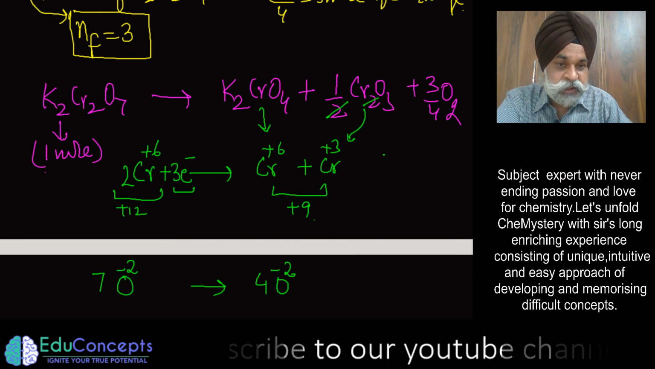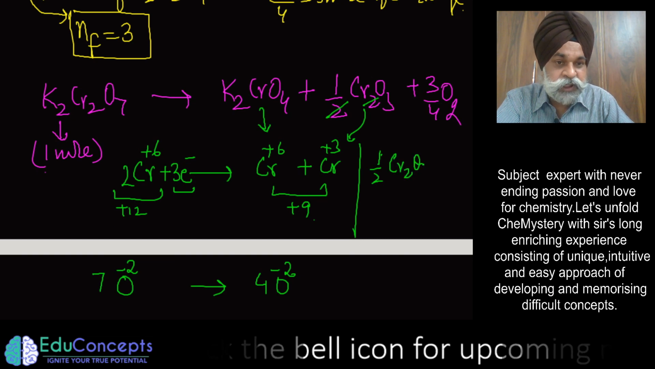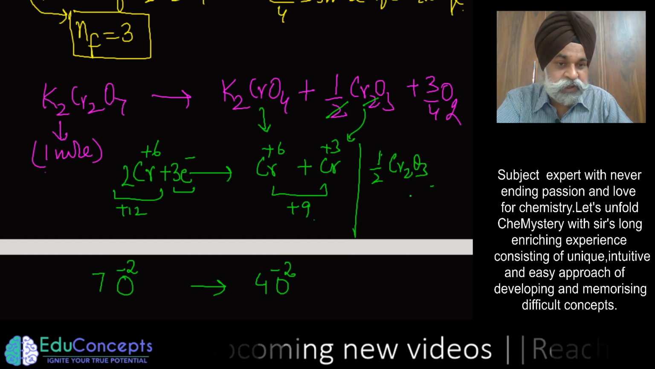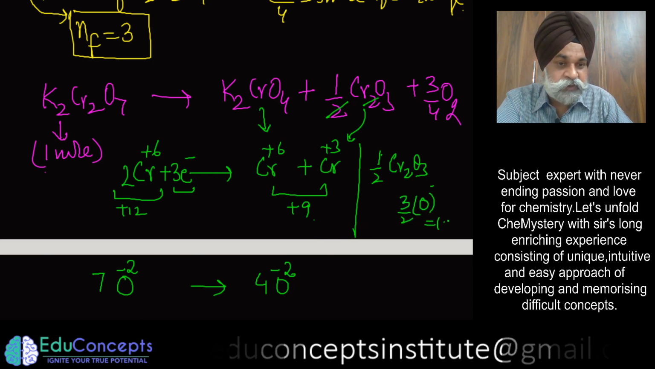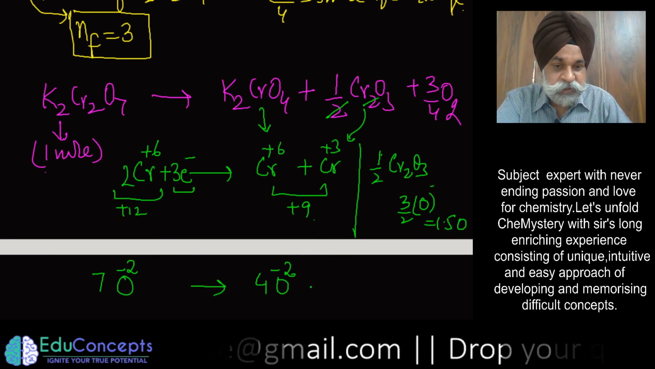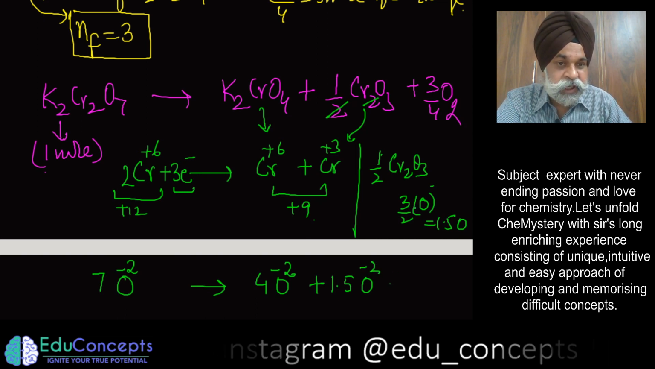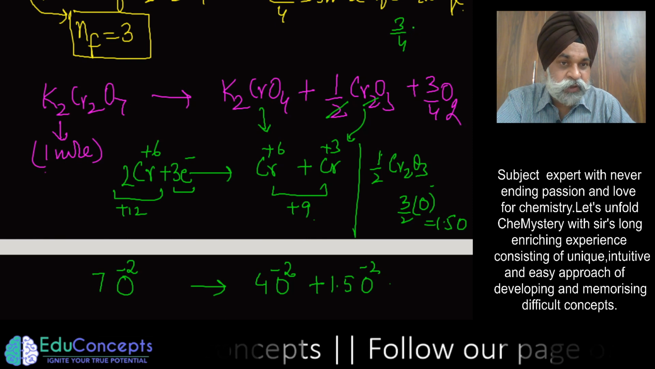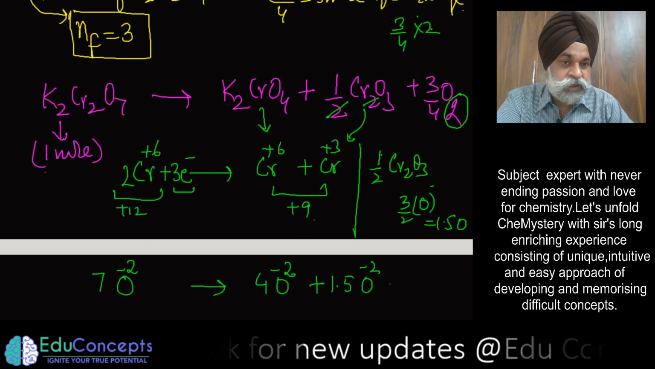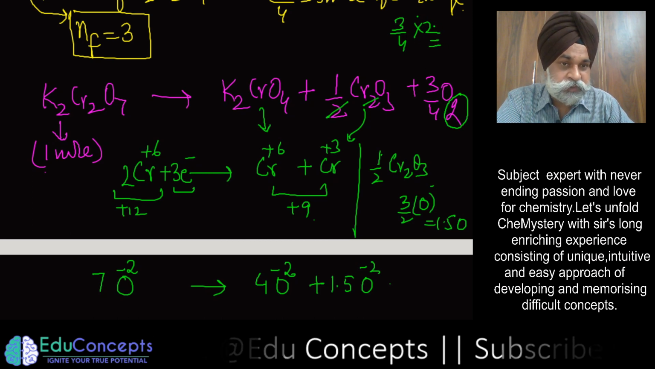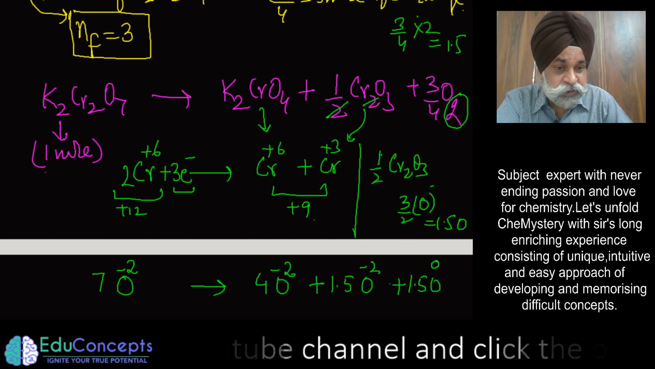And now you could see I have written 1 by 2 Cr2O3. So how many oxygen do you have? The oxygen atoms would be 3 by 2, so that means 1.5. So I have 1.5 oxygen atoms of oxidation state -2, and for that matter 3 by 4 of this O2, so 3 by 2 oxygen atoms, which is again 1.5. So there are 1.5 oxygen atoms of zero oxidation state.